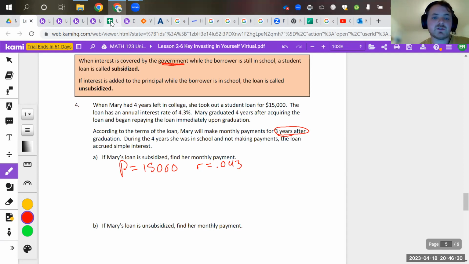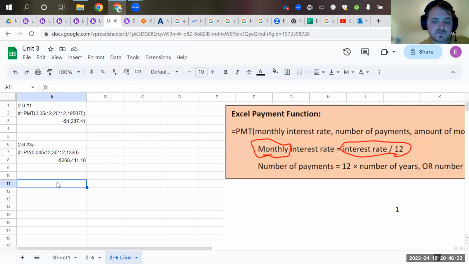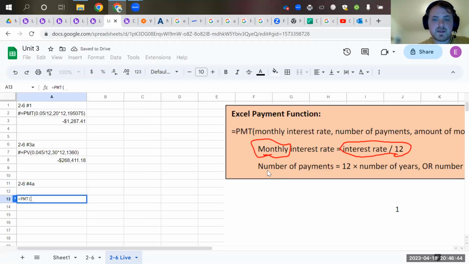So I'm going to go back to Google Sheets. Again, the PMT function is right there, as you can see. So we've got equals PMT. I just did 0.043, but you got to divide that thing by 12. She's doing it for 3 years. So 3 times 12, she's doing 36 months of payments. And her amount of money borrowed, or amount of mortgage, in this case it's just borrowed, is $15,000.